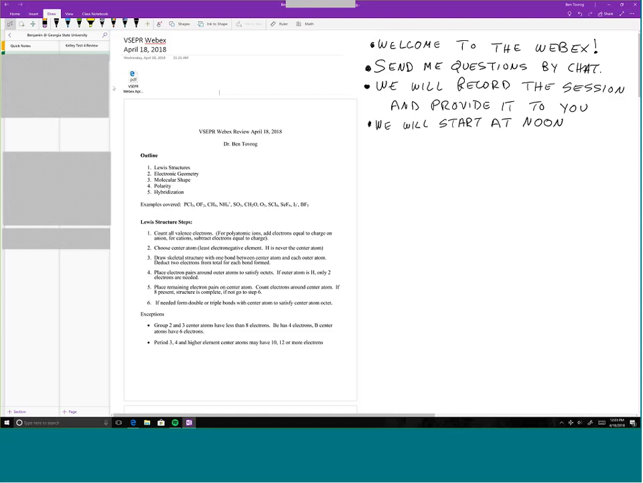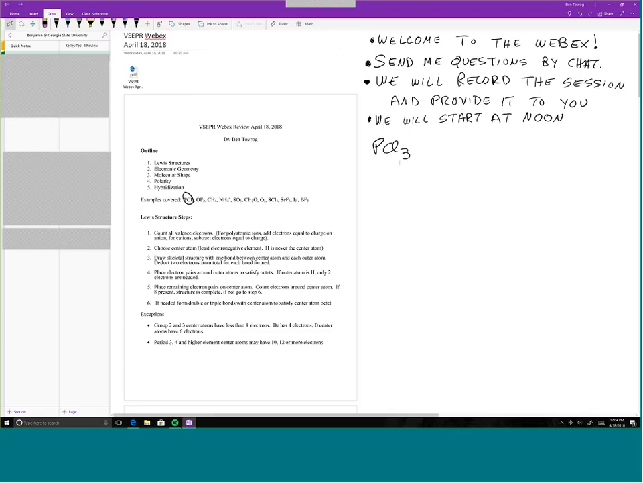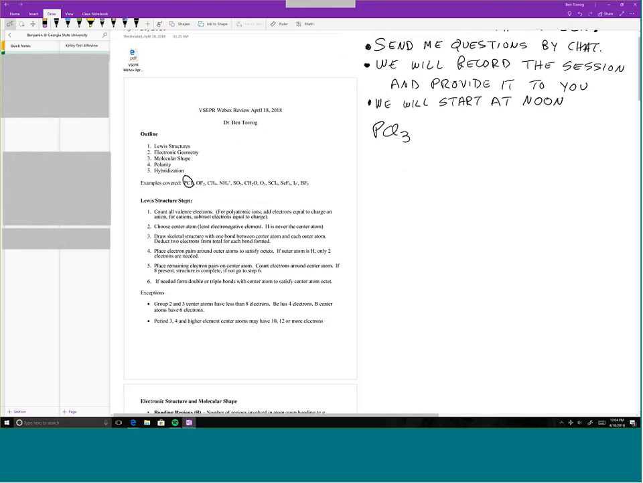All right, so let's get started. Okay, let's start with the first molecule, PCl3. And in working VSEPR, the most important thing that you need to get right is the Lewis structure. So that's why we're going to go through Lewis structures. If you get the Lewis structure right, it's going to be fairly simple to get everything else after that right as well. Okay, so let's start with PCl3 and draw its Lewis structure.